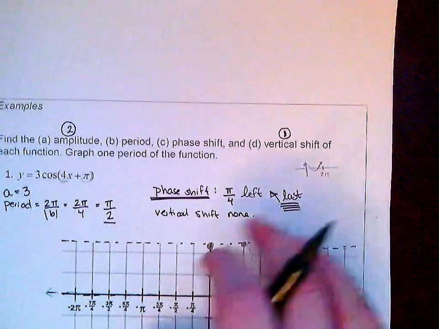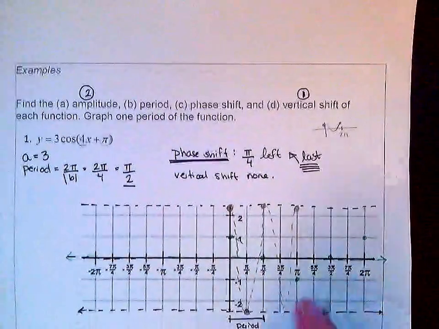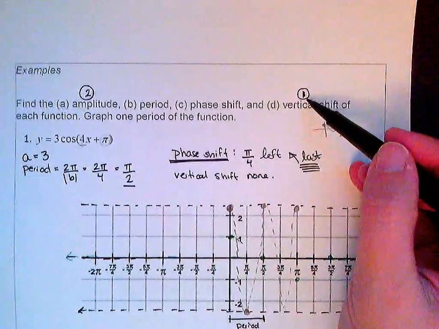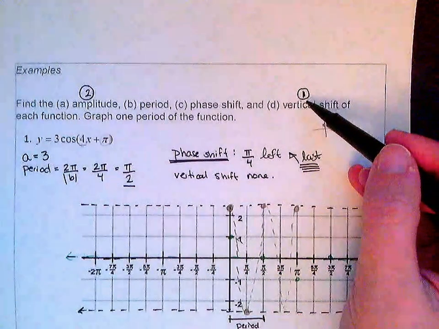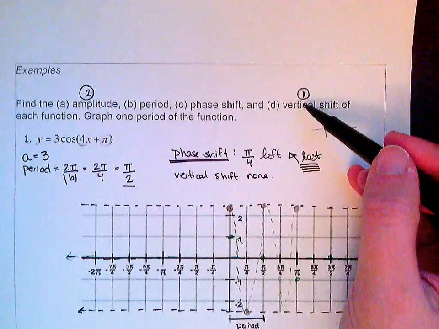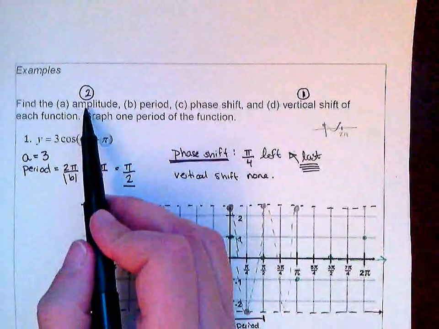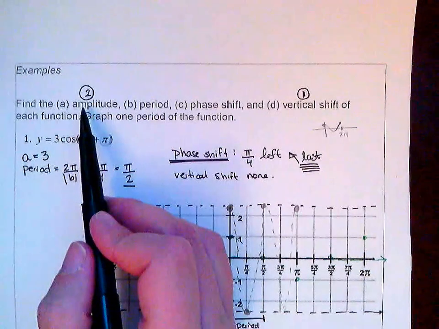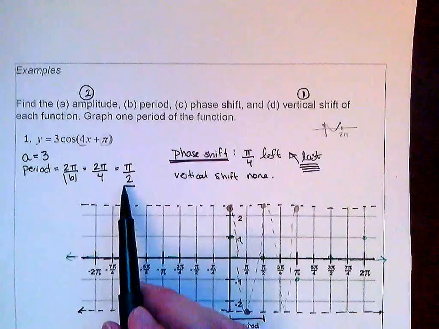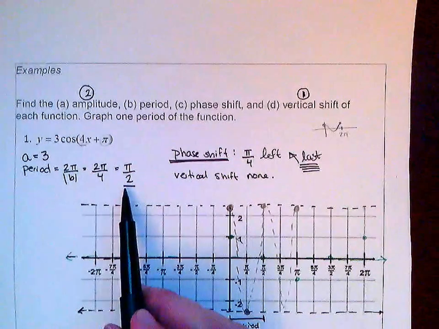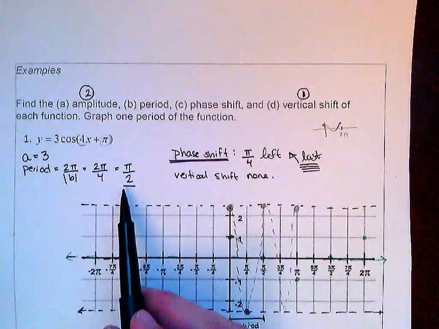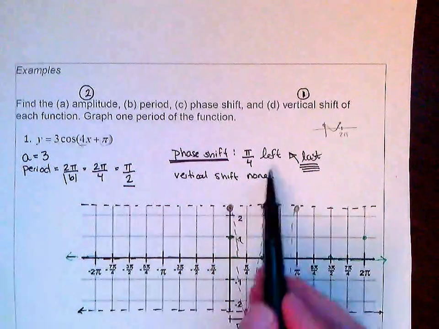I actually suggest doing exactly what I just did, which is identify the vertical shift. If there is one, draw your midline at that point. Identify how high and low the graph goes. Mark your period, and that's where your graph is starting and ending. And then the last thing you're going to do is the phase shift.